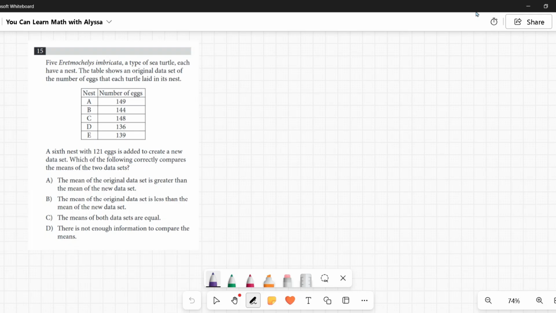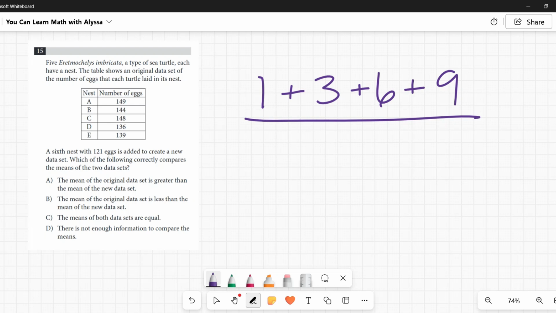Okay, so before I look at their options, I know we're talking about means. Mean is another word for average. When we are averaging a data set, we are adding all of the data together and then dividing by the number of data points. So if my data points were 1, 3, 6, and 9, I would add those together and then divide by the number of data points, which is 4. That gives me the average or mean of those numbers.